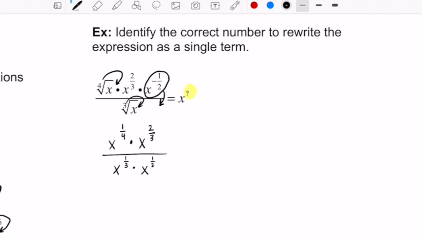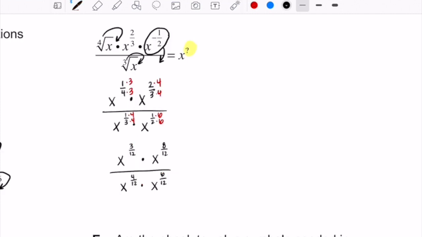Now, in order to combine these like bases together, I need to make my rational exponents have common denominators. And so here the common denominator would be 12, and so I would get 3/12, 8/12, 4/12, and 6/12 when I make them have a common denominator. The next thing I'm going to do is multiply together the like bases in the top, and so when I do that, the rule says that I add the exponents.